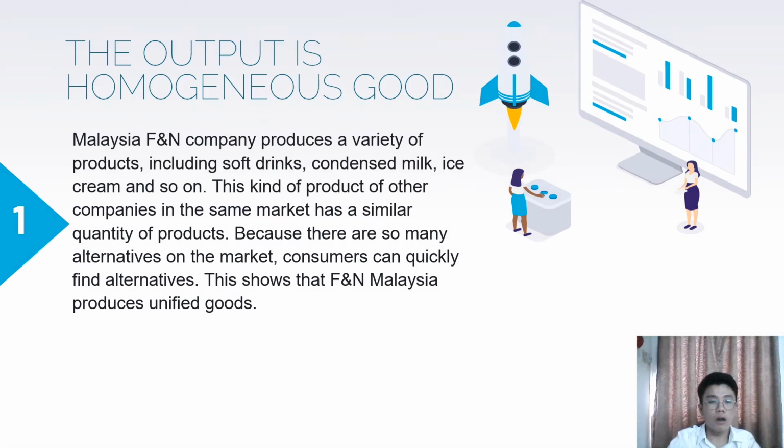The first feature of the oligopoly is that the output is a homogeneous good. Malaysia F&N company produces a variety of products, including soft drinks, condensed milk, ice cream, and so on. Other companies in the same market have a similar quantity of products because there are so many alternatives on the market. Consumers can quickly find an alternative. This shows that F&N Malaysia produces unified goods.